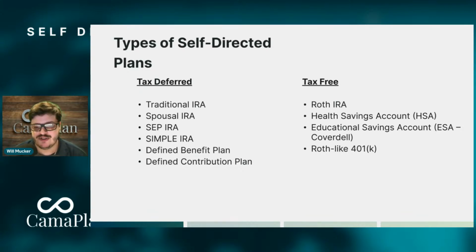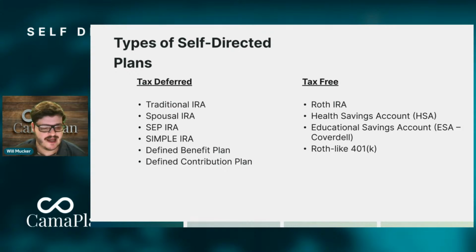Spousal is just another adjective, like self-directed. A spousal IRA can be pretty much any one of these accounts. It just means if you have a working spouse and a non-working spouse, the working spouse can contribute on behalf of the non-working spouse for their IRA. That can be traditional or Roth or a lot of these.